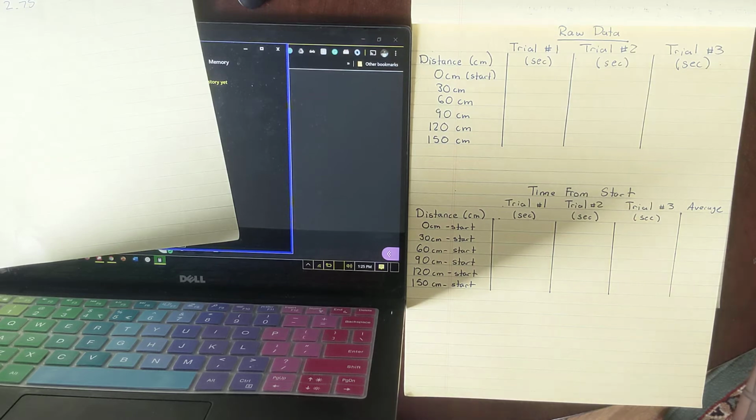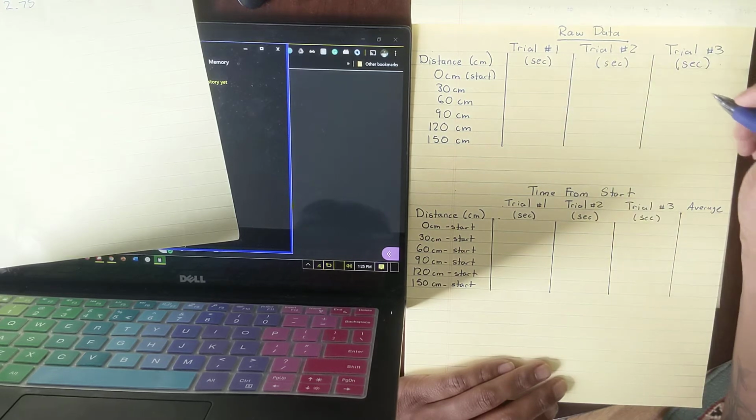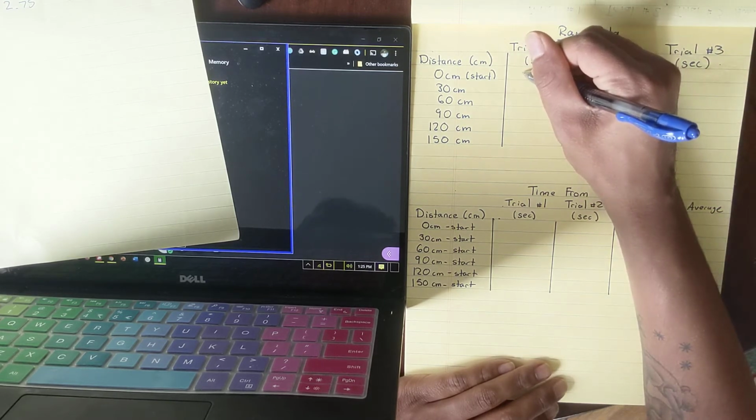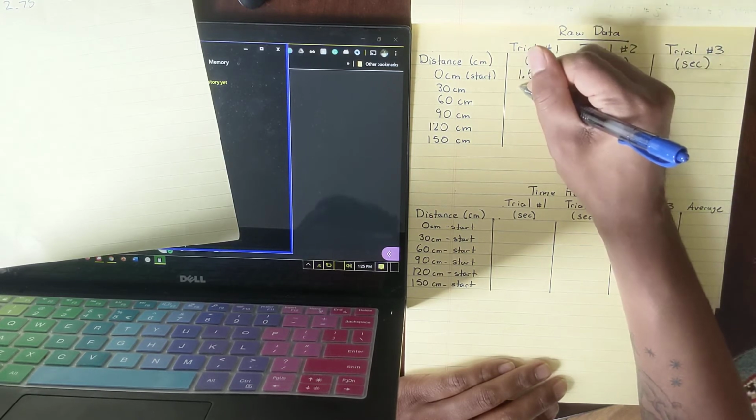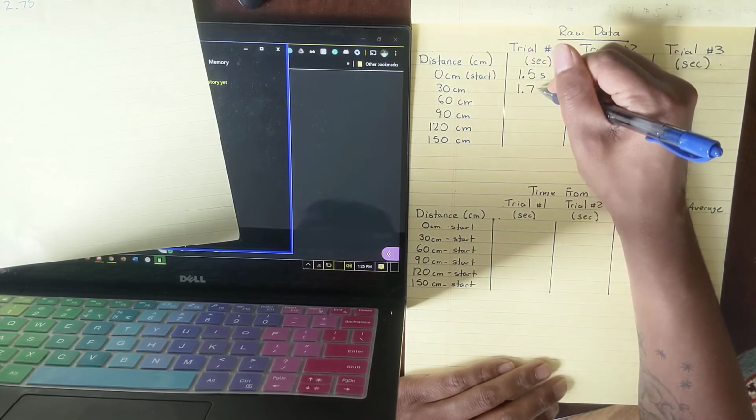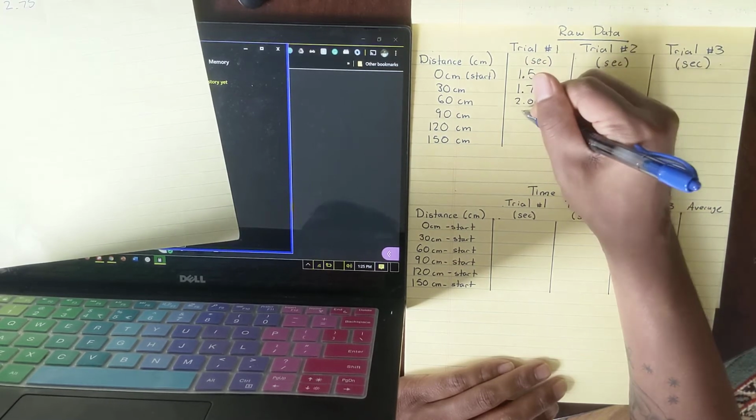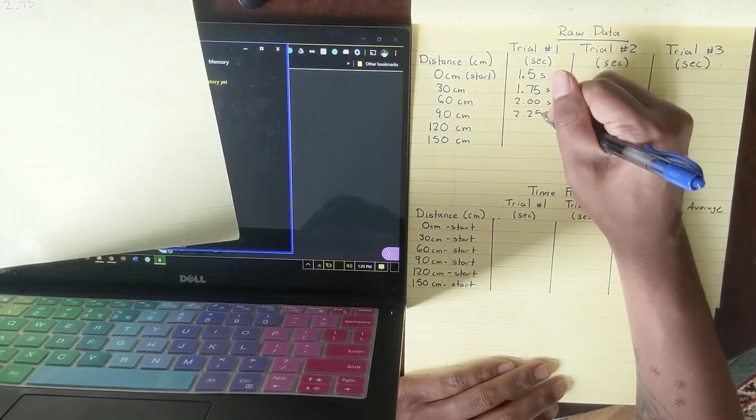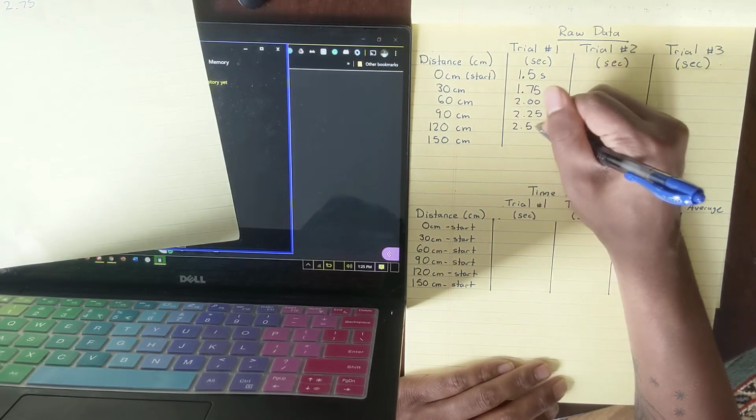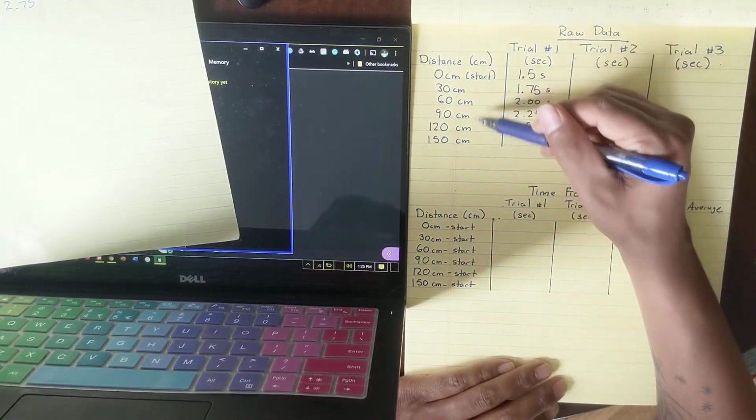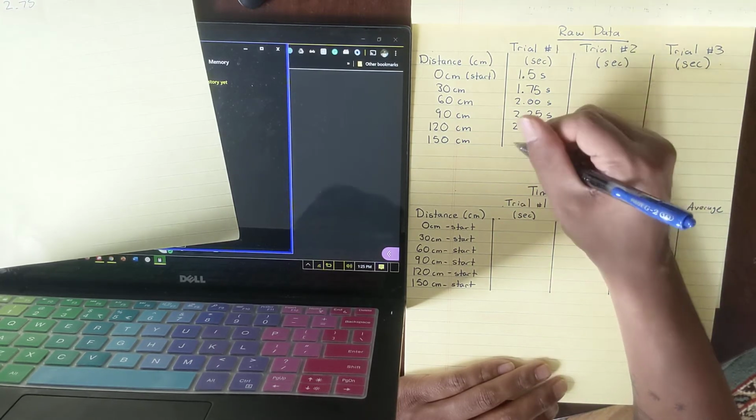I'm going to put in my sample data now so you can get a sense of what this looks like. For my first trial, I have my ball crossing the starting line at 1.5 seconds. Okay. And then it crossed 30 centimeters at 1.75 seconds, and so on. Remember, this data is not from the videos. In order to get your data, you're going to have to watch those videos and pause them when you see the ball crossing each of these thresholds and record the time you see on the timer that's also in the video.